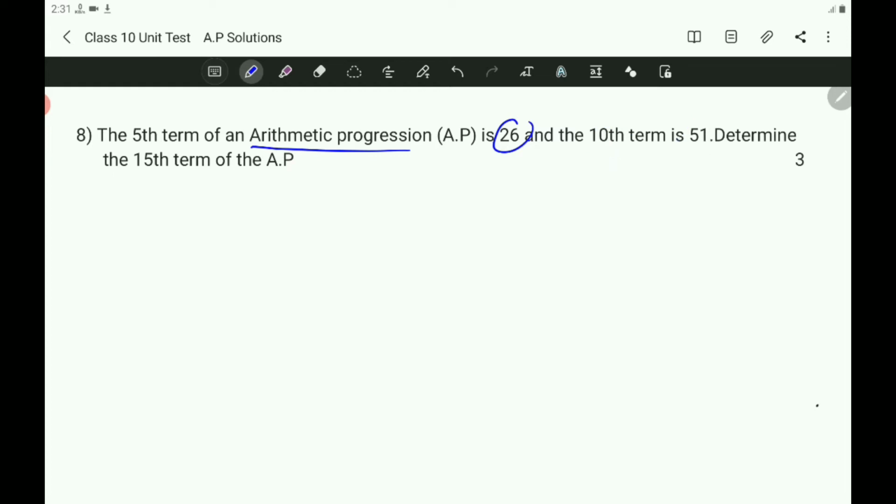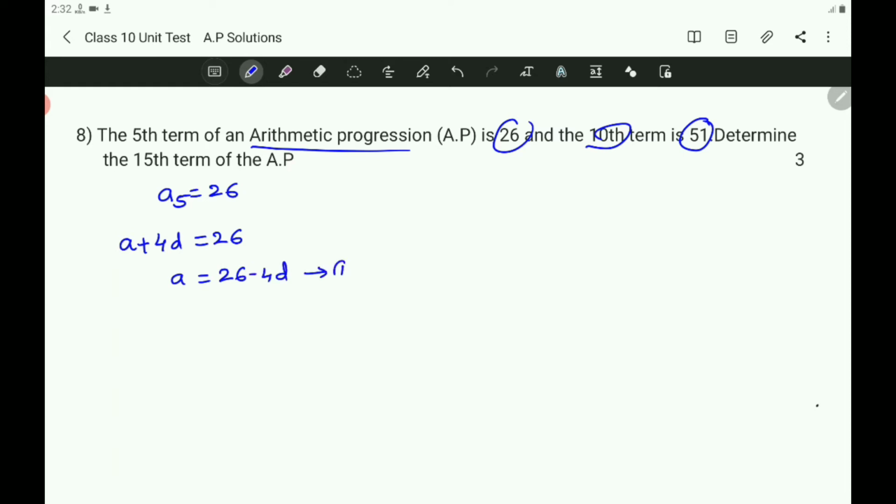Now you take A5. A5 equals 26. Express A5 in terms of A and D. You know that A5 is A plus 4D, because An equals A plus n minus 1 into D. So A plus 4D equals 26. Now to express A in terms of D, you transfer 4D to the RHS. Then you will get A equals 26 minus 4D.